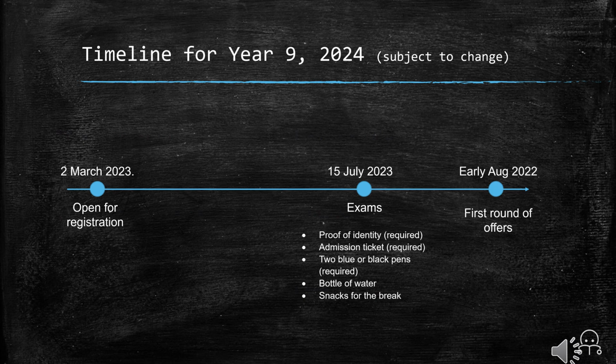In terms of the timeline, applications to sit for the entrance examination to commence for Year 9 in 2024 was open on the 2nd of March 2023. The entrance examination will be held on the 15th of July 2023.